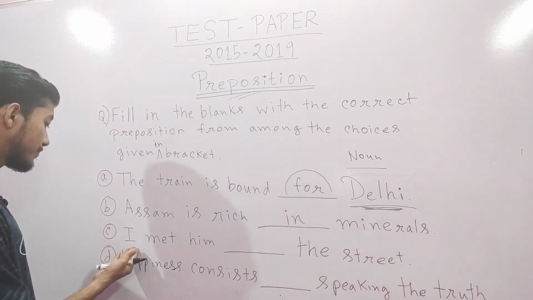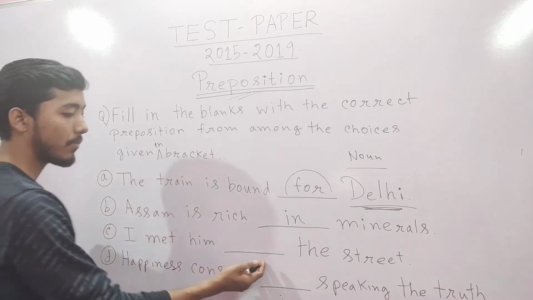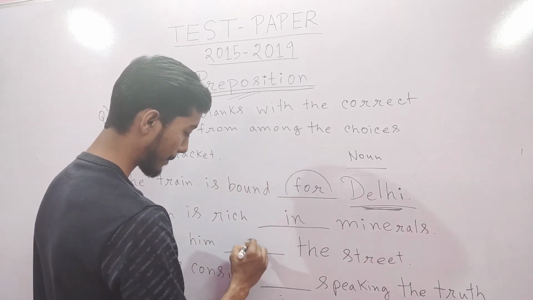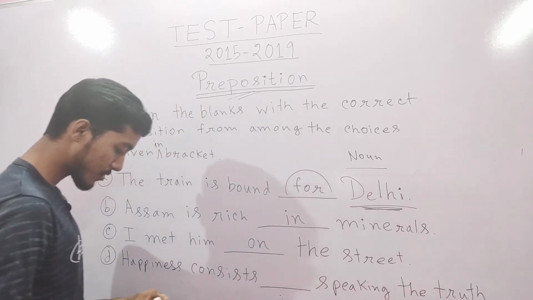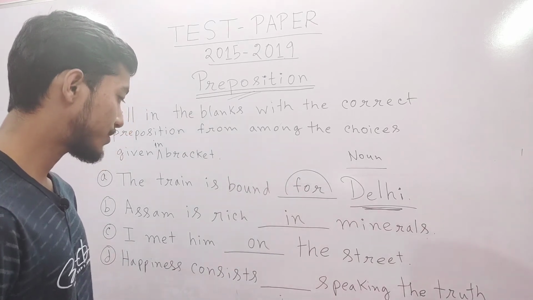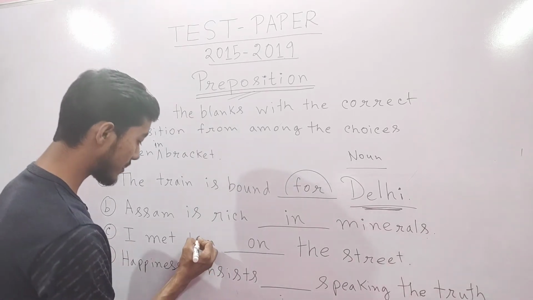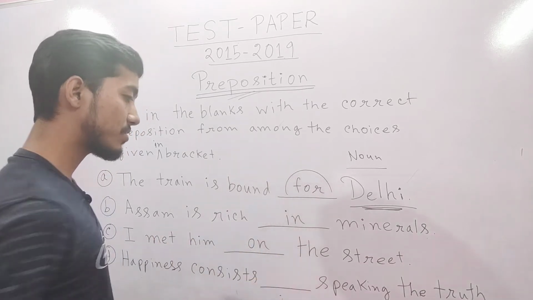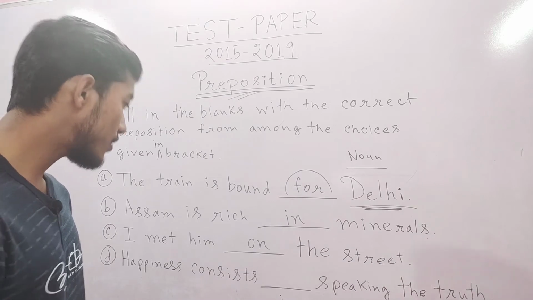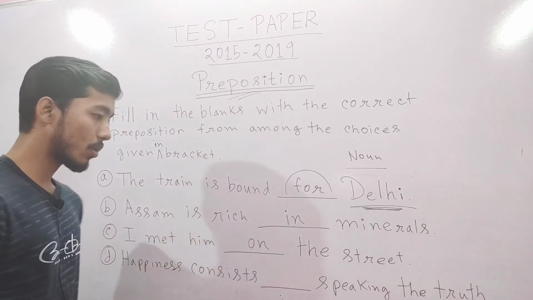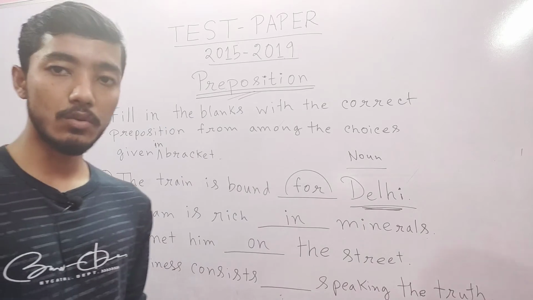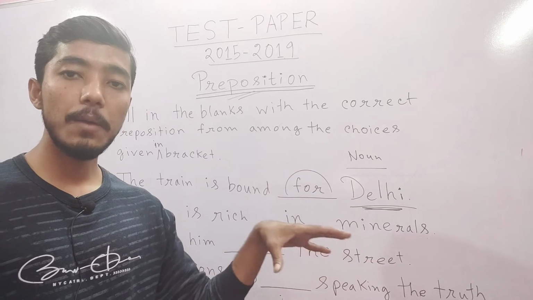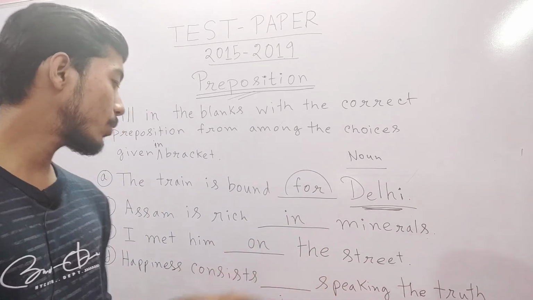Now, next question: I met him dash the street. I met him on the street. Now, in many places you may have seen the answer being I met him in the street. And in the street you can use that, but we are using on when we know that the person whom we have met was at a specific place, we know the position, then we have to use on.